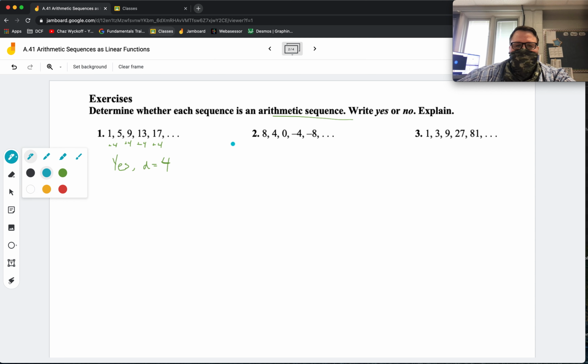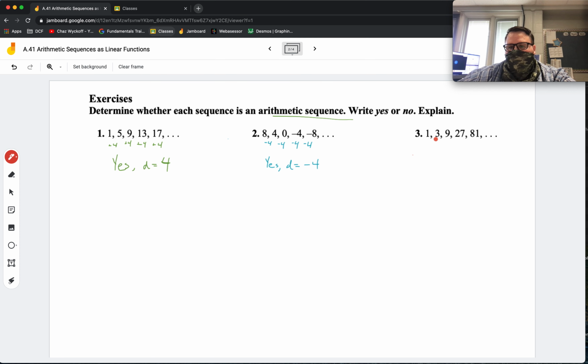And then we're going to look at number 2. Well, to get from 8 to 4, I subtracted 4. To get from 4 to 0, I subtracted 4. From 0 to get to negative 4, I subtracted 4. From negative 4 to negative 8, you subtract 4. So if you notice, you're subtracting 4 each time, so we have a common difference. So this is an arithmetic sequence, and D equals negative 4.